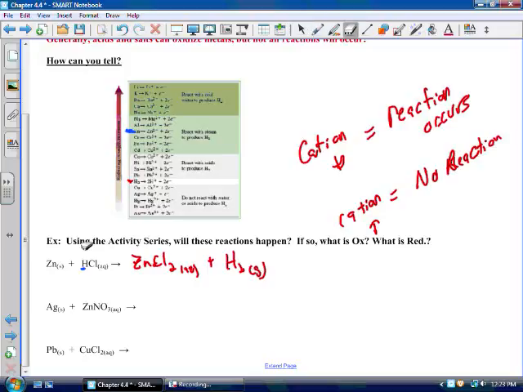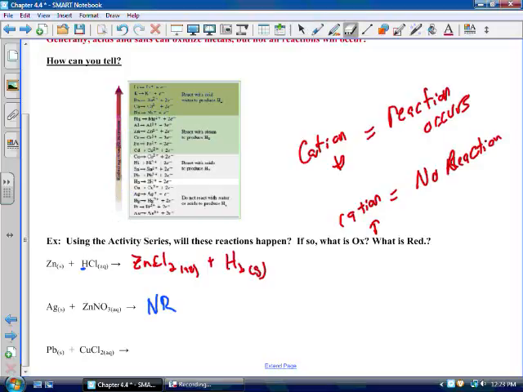Let's look at another example. Again, to figure out whether or not this reaction happens, we find the element by itself. We find silver. Silver falls right here on the list. We then find the cation of the salt in this case, because zinc nitrate is our salt, and we find that zinc is up here. In this case, since the cation is above the single element, we see that no reaction will occur. So we don't write a product, we simply write NR, no reaction.